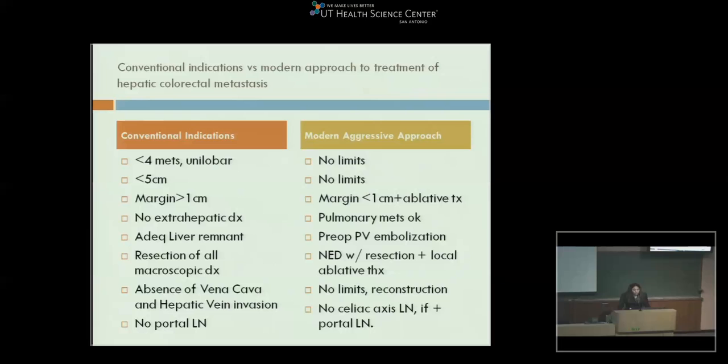In the case of the invasion of the cava and hepatic veins, some centers consider this not even a contraindication as long as you can do a reconstruction. And same thing with the lymph nodes.